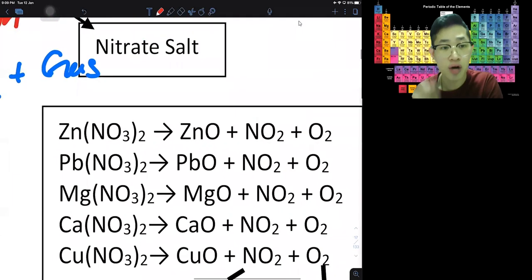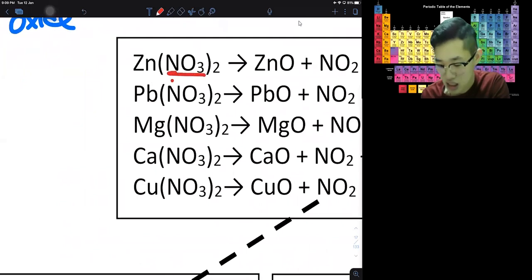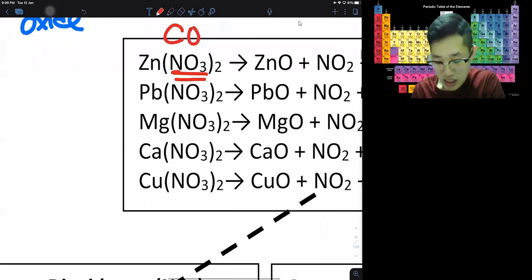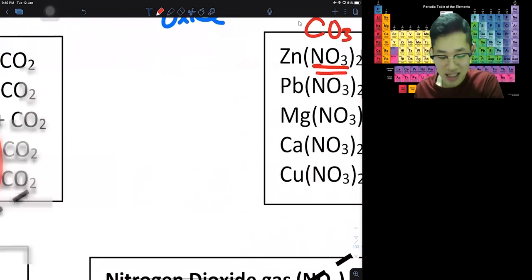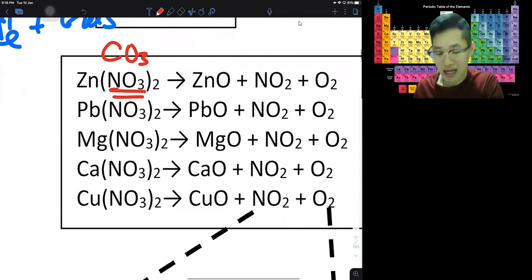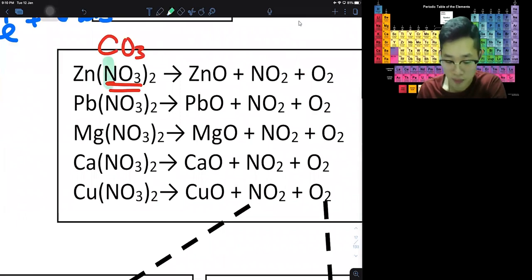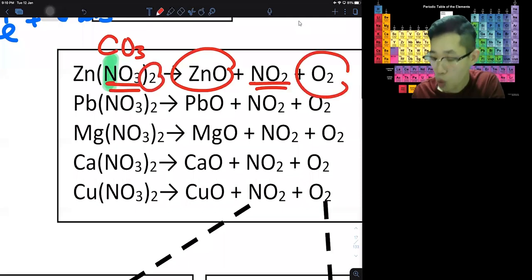And then for nitrate and carbonate, you see, the main difference is that CO3 has become NO3. That means the gas just now will change from CO2 to NO2. From carbon become nitrogen, so you get a metal oxide and NO2. And here it comes with another gas because there is still extra, so O2, just like that.